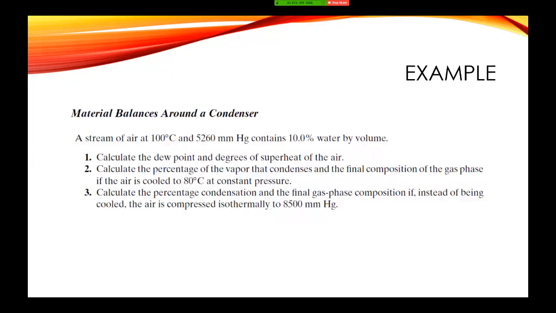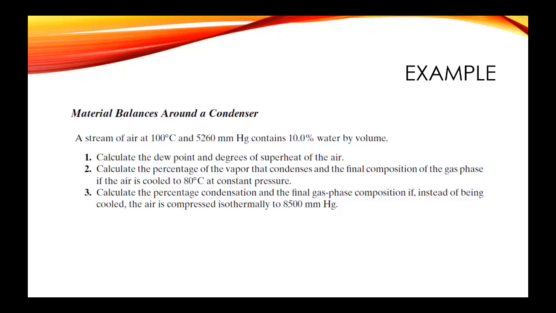Okay, so let's do an example. This is a material balance around a condenser. So if you please would write down the questions, or take a picture or whatever you want. It says a stream of air at 100 Celsius and 5,260 millimeters of mercury contains 10% water by volume. Okay. We have to do a couple of things. First, calculate the dew point and degrees of superheat of the air.